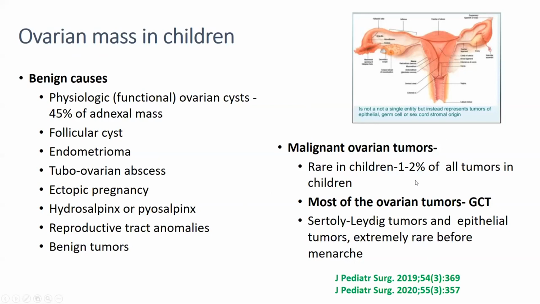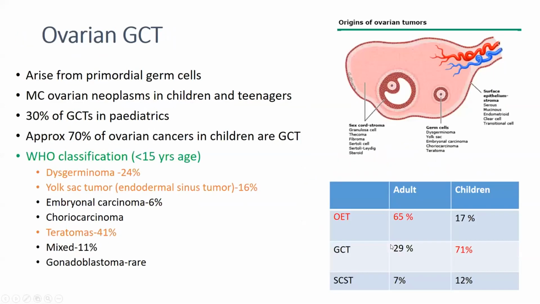So most of the malignant ovarian tumors in children are germ cell tumors, and Sertoli-Leydig cell tumor and other epithelial cell tumors are even rarer before the menarche. Like in any other germ cell tumor, they arise from primordial germ cells. Ovarian germ cell tumors constitute approximately 28 to 30% of all germ cell tumors in the pediatric age group, and approximately 70% of ovarian cancers in children are germ cell tumors.